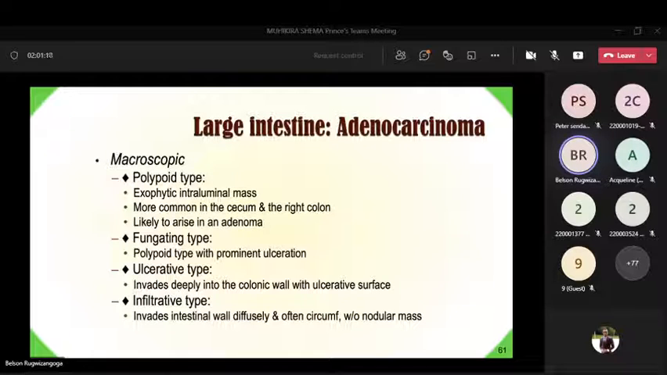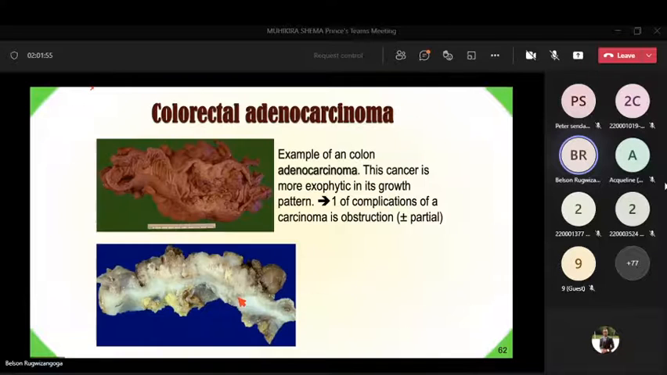On gross examination, some cancers will be polypoid in shape, others fungating, looking like shortbread. They can be ulcerative or infiltrative type. Infiltrative means that usually on the surface you don't see any lesion; it is just within the wall of the organ. So these are the four gross appearances of colon carcinomas.